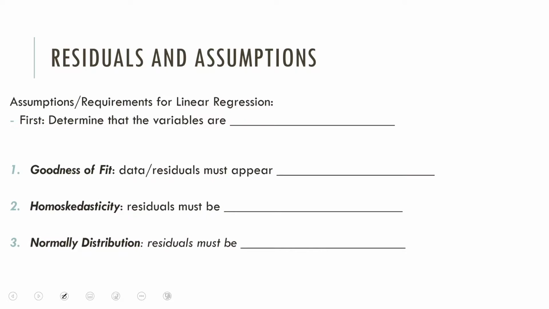All right, so we have these assumptions, some requirements of linear regression that we need to make sure are met before we can do anything with the model, before we can actually say that the model is okay. The first, or not so much the first but the 0th assumption, is making sure that the variables are meaningfully numeric.